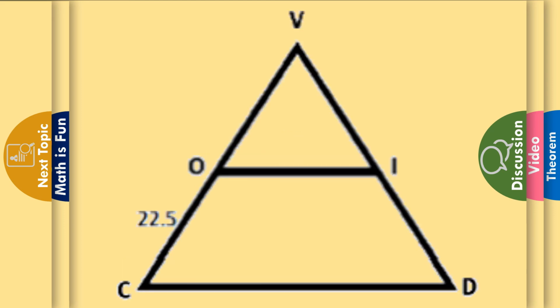Let's have another example. Still given triangle CVD and midpoint O is drawn inside CV. CO measures 22.5. What will be the measure of the whole side? What will be the measure of CV? Can you guess? Can you solve for it?